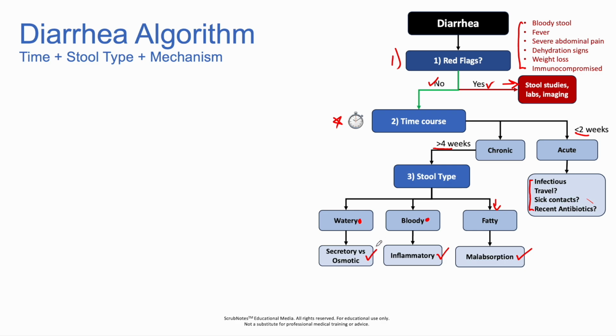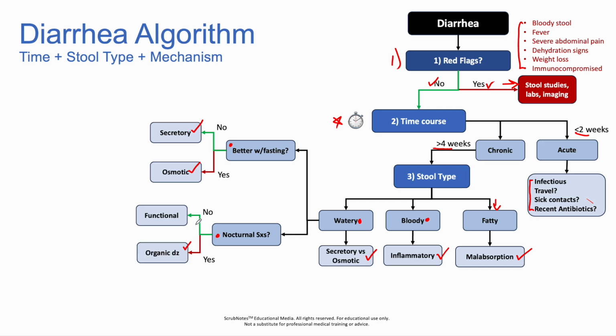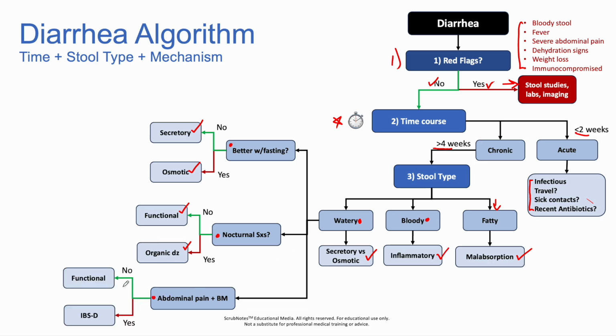And then we can dive even deeper into the watery category, and we can ask if it's better with fasting. No, more likely secretory. If yes, more likely an osmotic cause. If there are any nocturnal symptoms, organic disease is probably the likely cause here. If not, that's more likely functional. And lastly, we could look at abdominal pain plus bowel movement presentation. So if they have pain with bowel movements, that's more likely IBS-D.